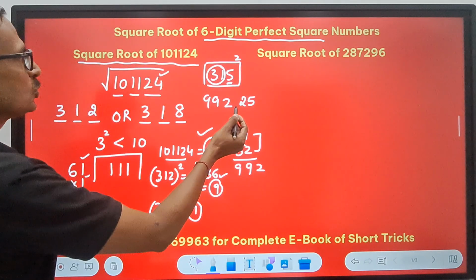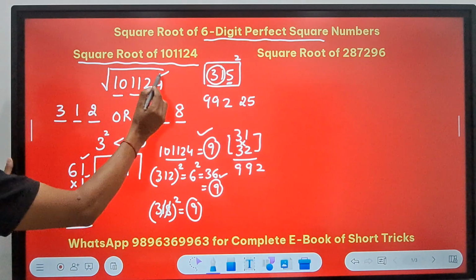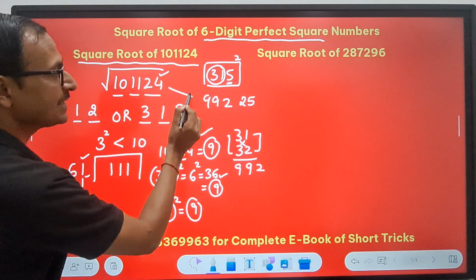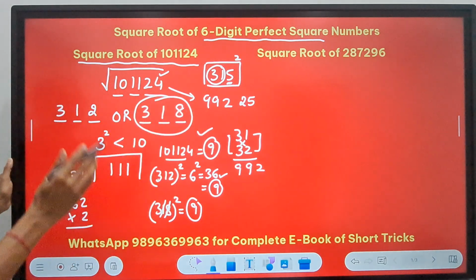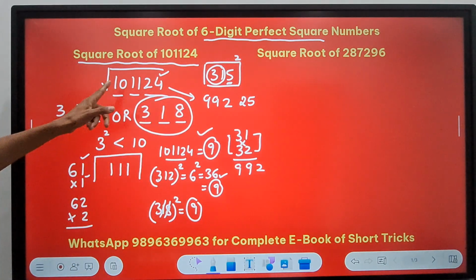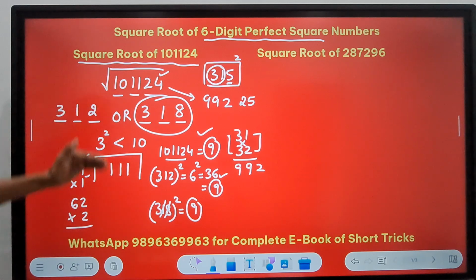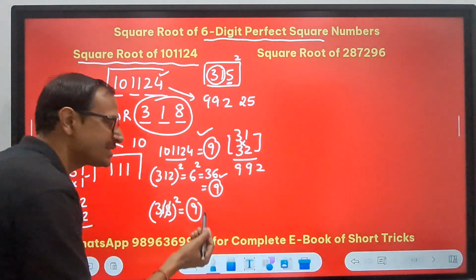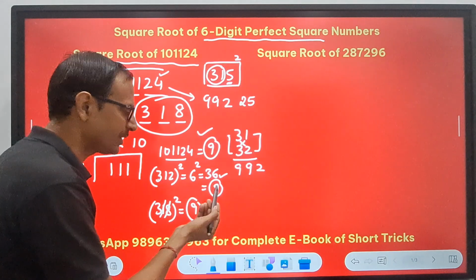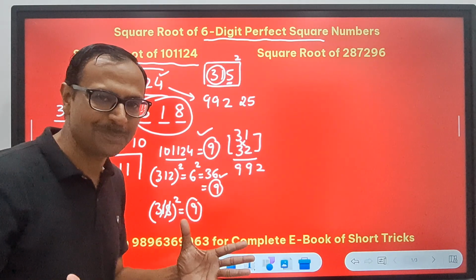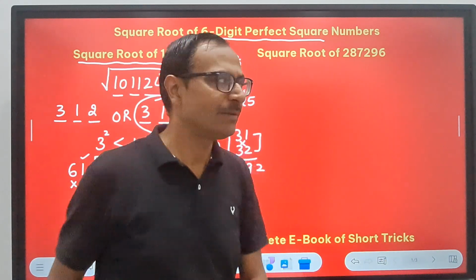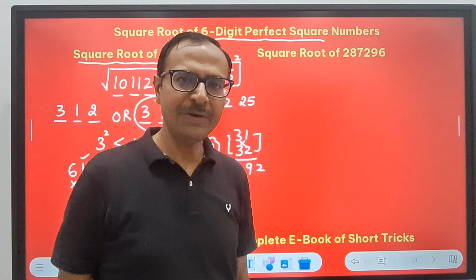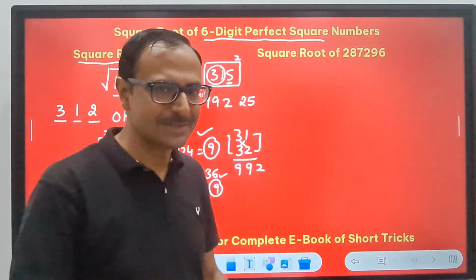So 99225, and my number 101124 is greater than this, right? This is greater, and so the greater one is the square root of 101124, and that completes my problem. Why didn't the digit sum method work? Because all the 3 digit sums were the same. Okay, if you have understood even 50% of this, it is fine. Let's apply it here and we will check whether we get the correct answer or not.